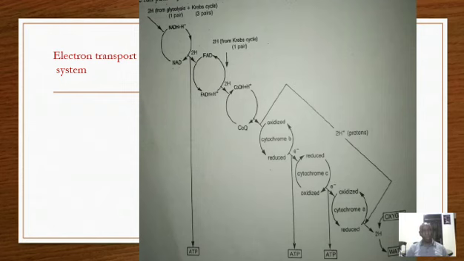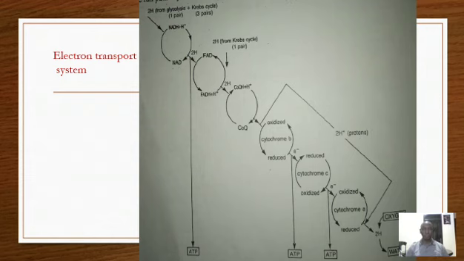So the hydrogen atoms reduce FAD to FADH2. FADH2 then loses the hydrogen atoms. This time, the hydrogen atoms from FADH2 are accepted by coenzyme Q, forming coenzyme Q which is reduced, which we are writing as CoQH2, meaning reduced coenzyme Q.